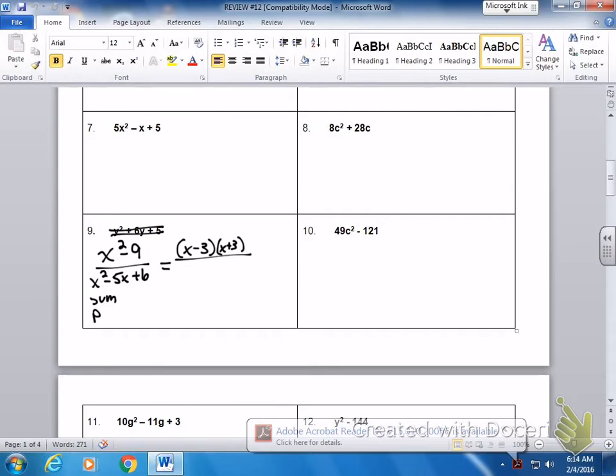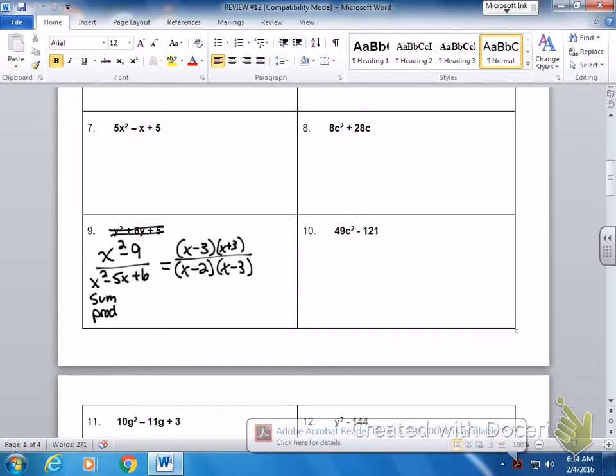Now, I'm not going to work out this whole thing, but if you do the sum and product, your sum would be negative 5, your product would be 6. And if I do that, I can use negative 2 and negative 3. So I have x minus 2 times x minus 3. And you can work that out. That's the exact same thing we've done on several problems.